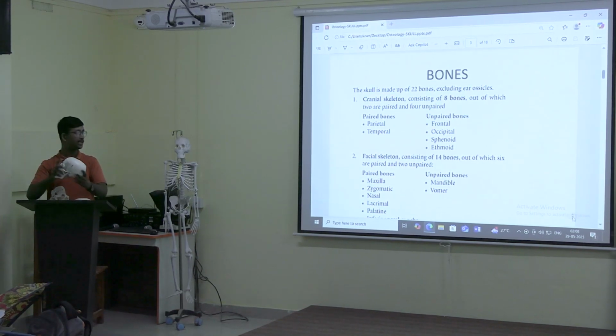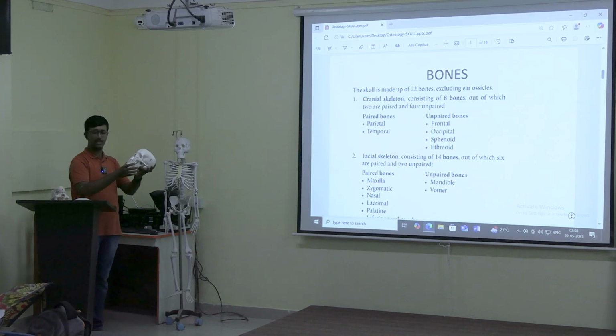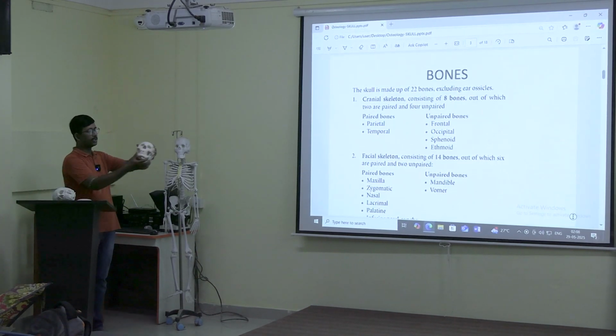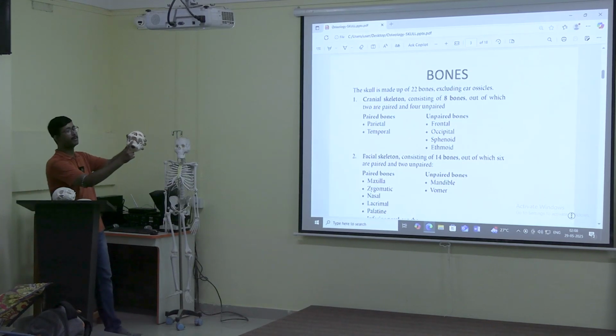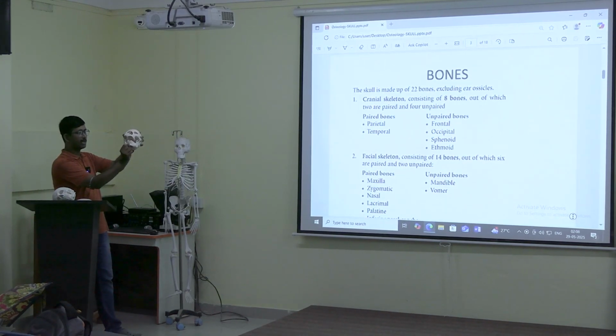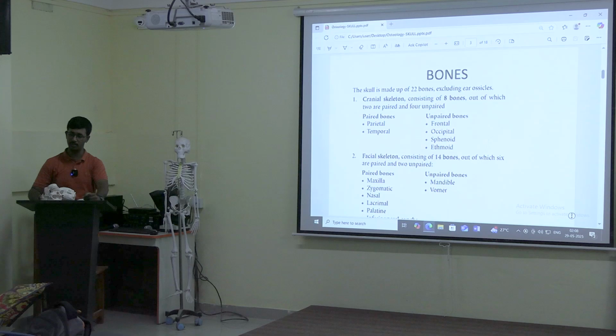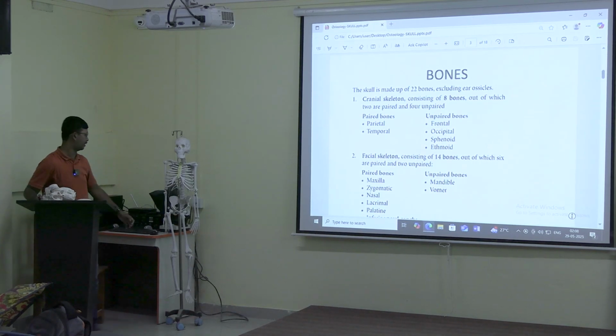And in the facial skeleton, only two bones are unpaired. The vomer is unpaired. This vomer is a single bone. Sorry, the mandible is also unpaired. That is a single bone, and the vomer is present here, which is unpaired. The rest of the bones are all paired. Maxilla is present in 2. Zygomatic bone is 2 in number. Everything is 2 in number only.